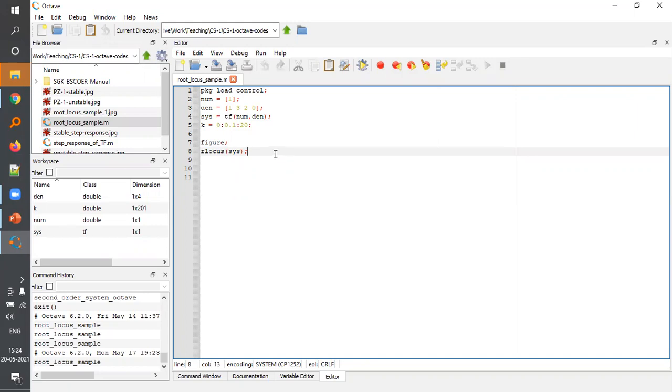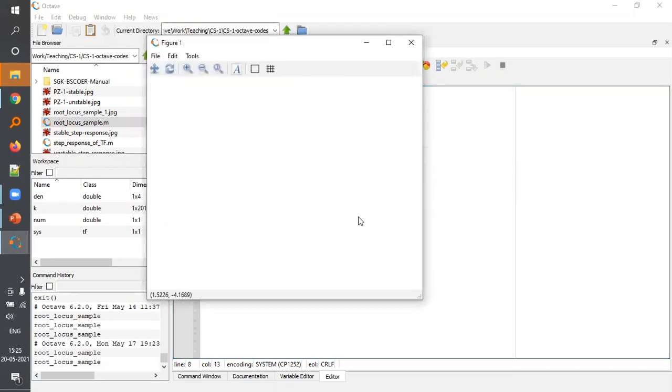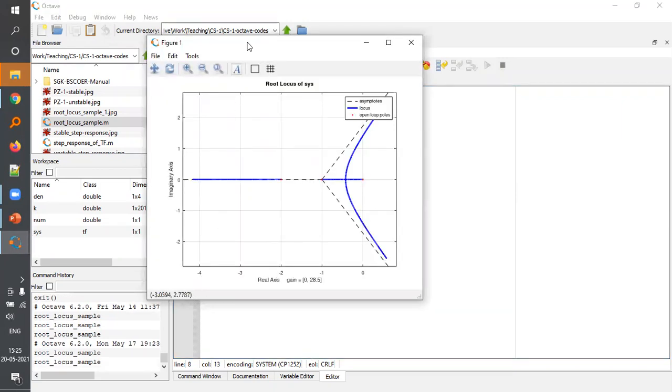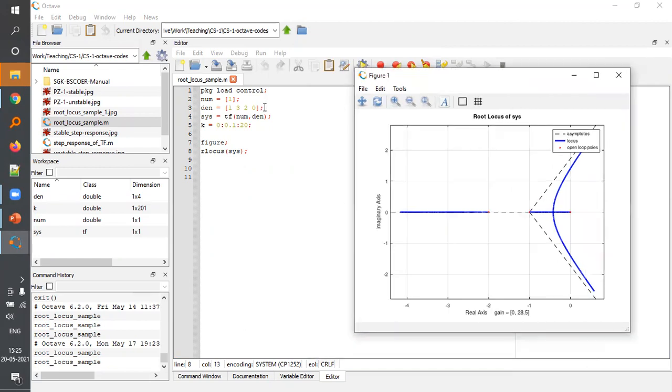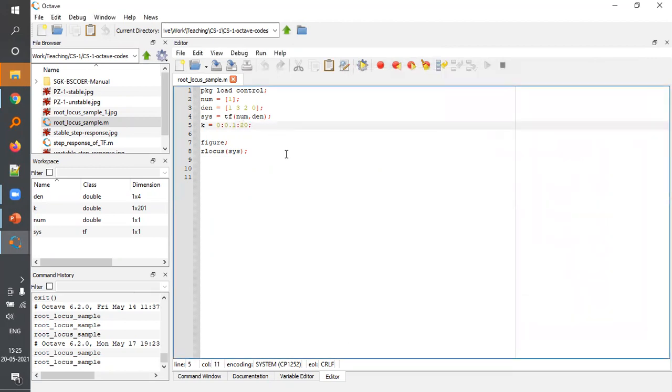Now I'm going to run this and you will see that the root locus of this particular system will get plotted. You can see this is the diagram that I have just shown you. It has been plotted here. Now this program we can change. First, let's change the value of k. Instead of only up to 20, let me run this and plot up to 40.